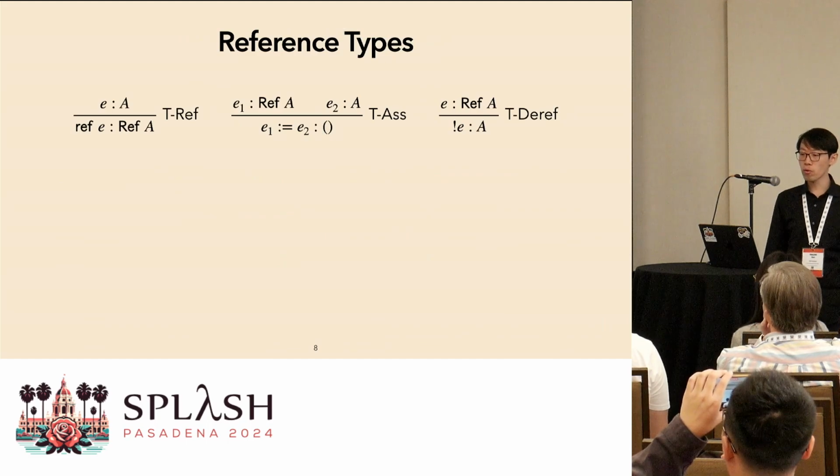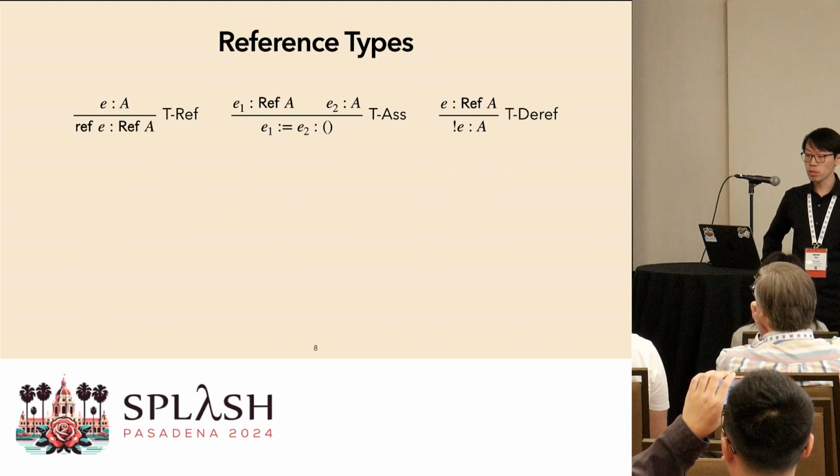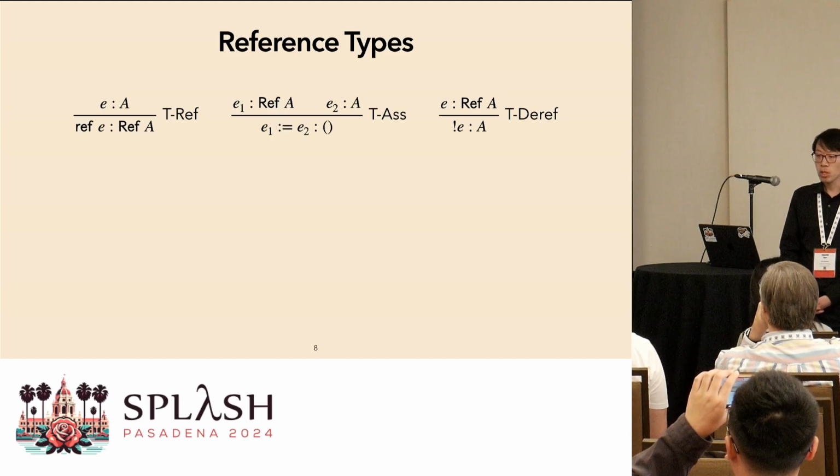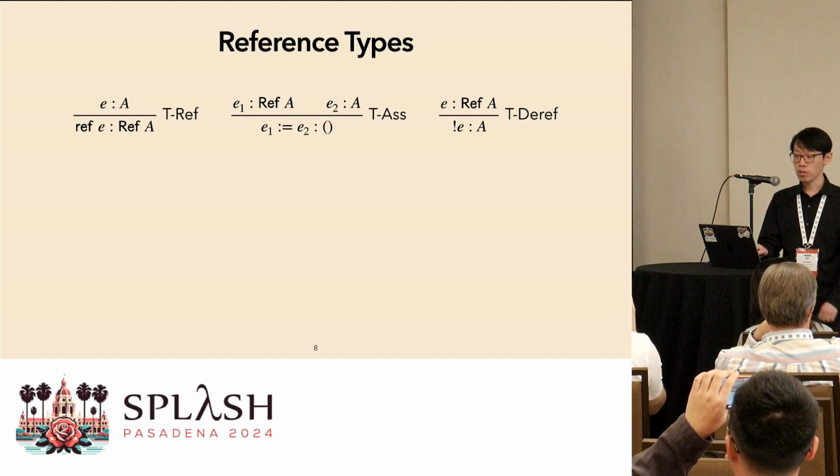And for references, we have three primitive operations. The first one is to create a reference. The second one is to do assignments, and the empty parenthesis is the unit type, which means you can discard it. And the third one is the dereference.